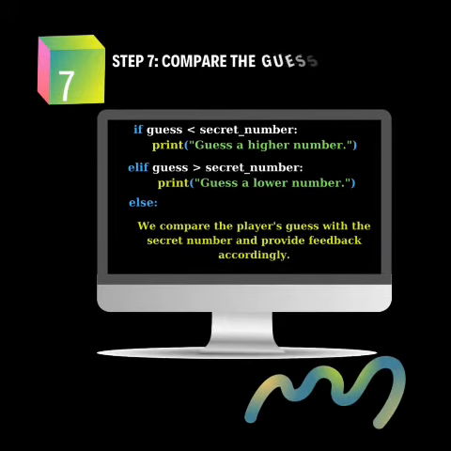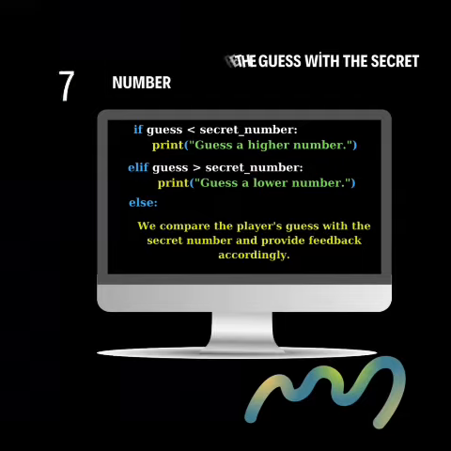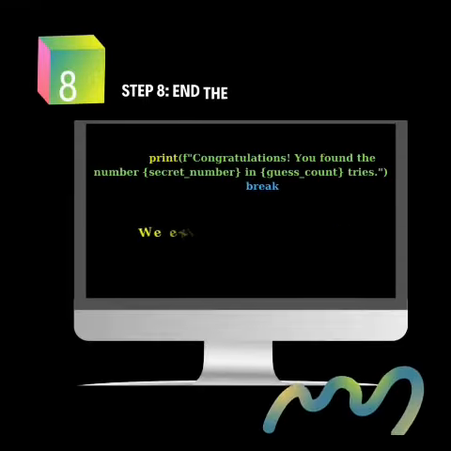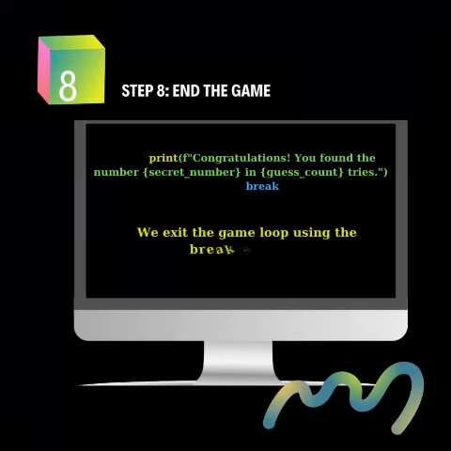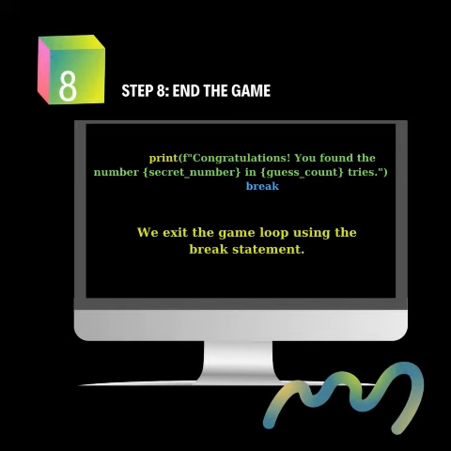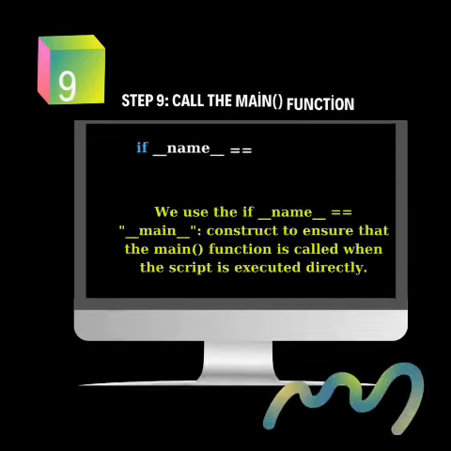Step 7. Compare the guess with the secret number. We compare the player's guess with the secret number and provide feedback accordingly. Step 8. End the game. We exit the game loop using the break statement. Step 9. Call the main function.